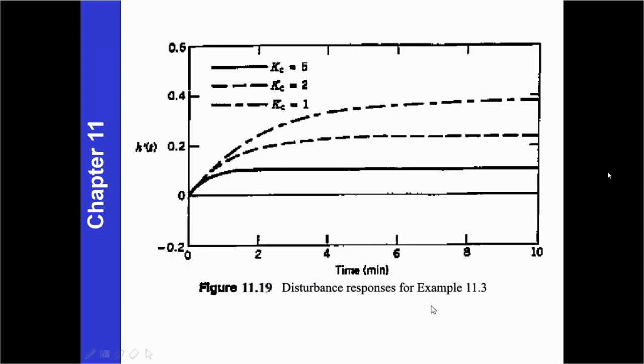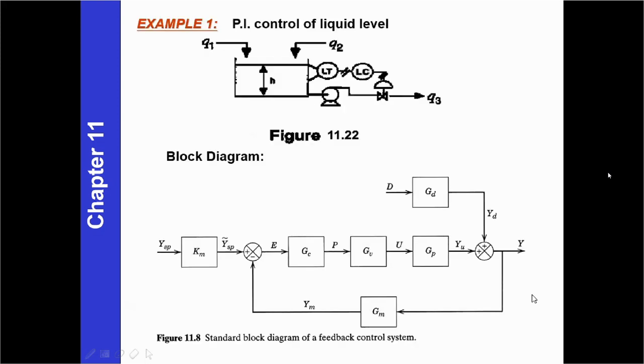This is the disturbance response in this case. If you look at more examples, for example, the proportional integral control of liquid level, like this one here, where we have the height h, Q1 coming in and Q2 coming in, and Q3 coming out.